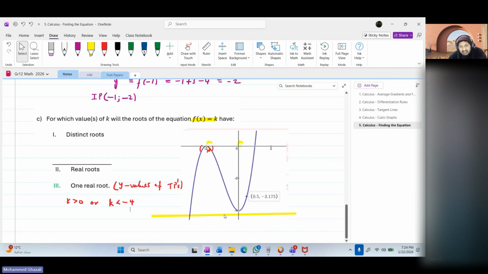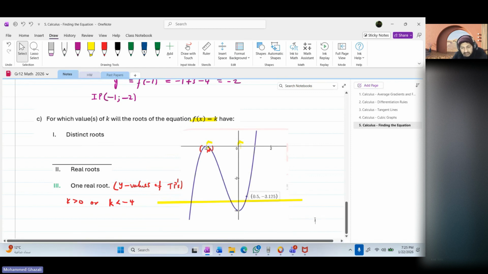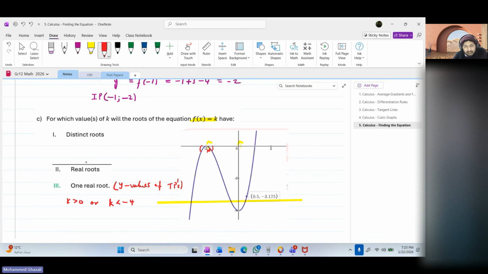What about distinct roots? Distinct roots will always be between the turning points. Distinct roots means we want three real roots, all different roots. So all different roots you'll only get between 0 and -4. But we can't put the smaller value down, so it's between -4 and 0. See, sliding between -4 and 0, the graph is always cutting three points. So between -4 and 0.